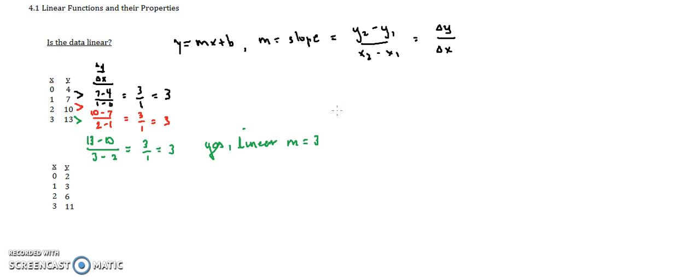Alright, now if you remember back to your other algebra days, if you have a point and you have the slope, you should be able to come up with the equation of the line. So if this is linear, we should be able to come up with the equation of the line. So we've got y equals mx plus b. We know that m is 3, so we can go ahead and put that in. And we need to finish finding the equation of this line. We need to figure out what b is.